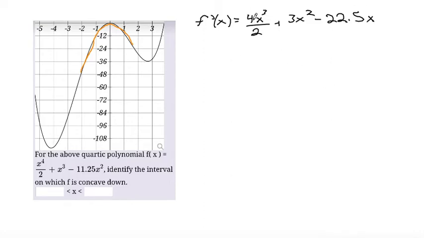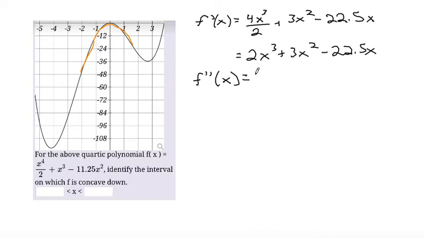So we can simplify this just a bit by making the 4 over 2 just go to 2. 2x cubed plus 3x squared minus 22.5x. So that's our first derivative, but to find our inflection points we need to take the second derivative. So taking the second derivative is taking the derivative again, using the power rule. So that makes 6x squared plus 6x to the power of 1 minus 22.5. Now let's set this equal to 0, and we need to solve this equation for x.